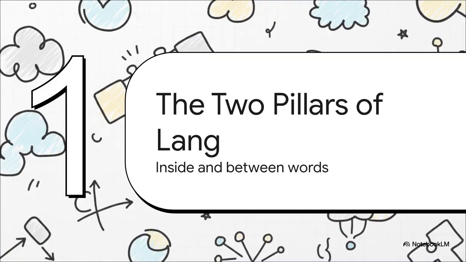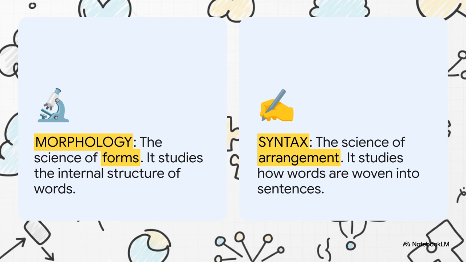Okay, so to get how this works, we really need to look at what you could call the two main pillars of language. The first one is all about the secret life that happens inside a word, and the second one is all about how those words get together and dance to create meaning. So on one side, you've got morphology. Think of it like a word's anatomy class. It's looking at all the little building blocks, the prefixes, the suffixes, the roots that make up a word. And then on the other side, you have syntax. Now this is the art of arrangement. It's the grammar, the rules that tell us how to string those words together so they actually make sense.